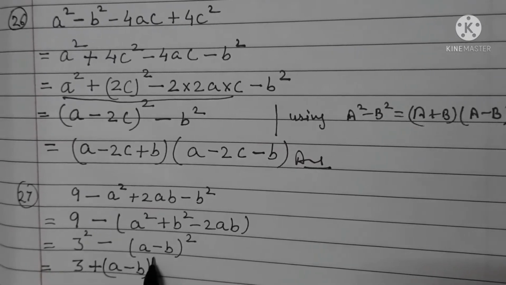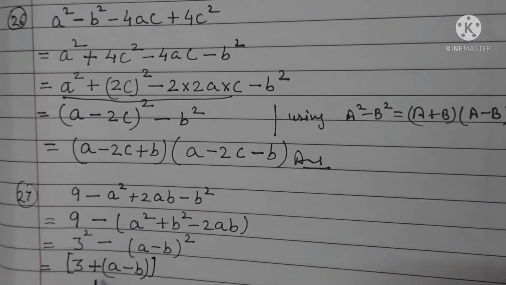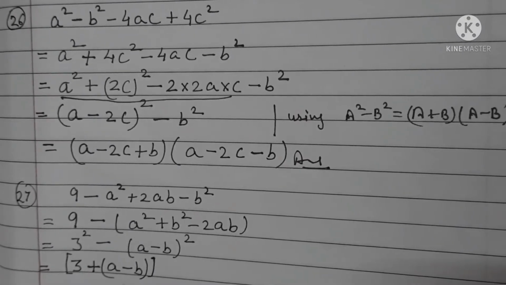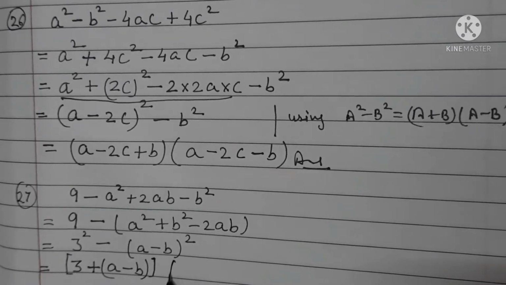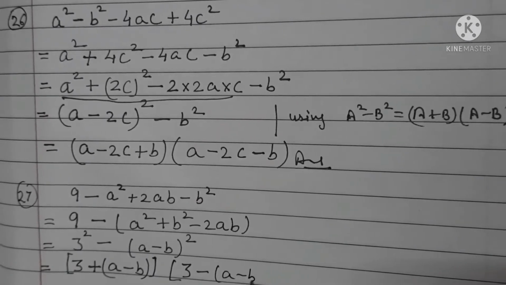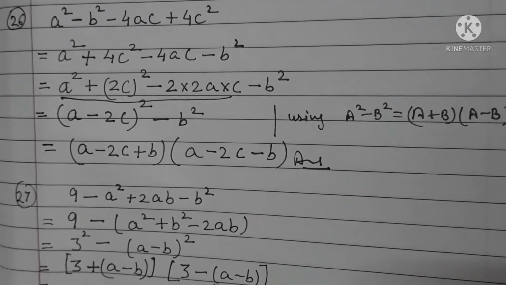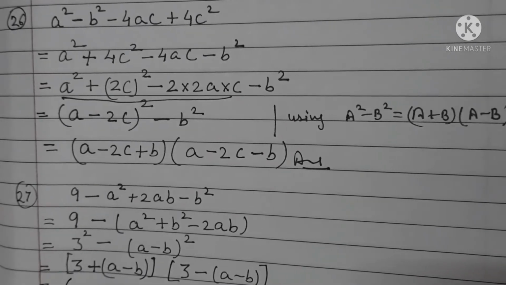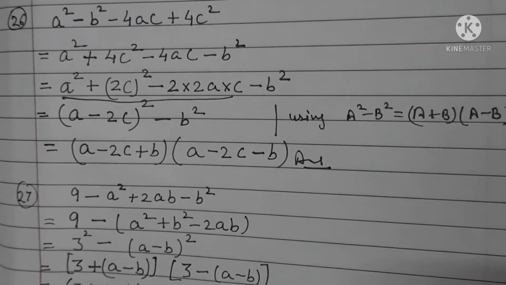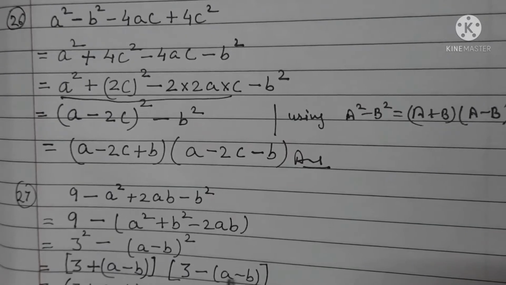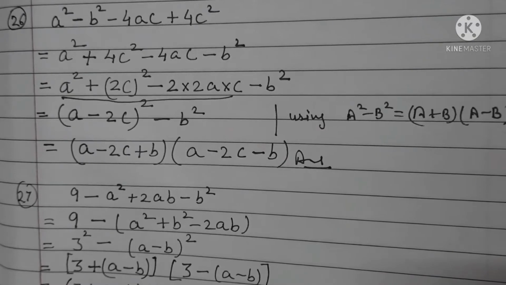Now I will open it in the next bracket, because for all the students I am doing the steps very clearly. A plus b and a minus b means 3 minus a minus b, so that students you will not make any mistake in putting the sign. 3 plus a minus b, and this is 3 minus a and minus minus plus b. Answer.